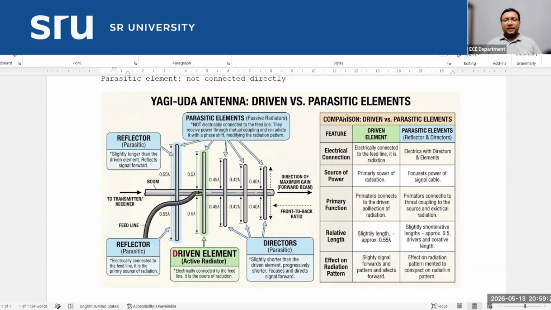But before that, let us make a short comparison of these driven and parasitic elements. Driven element means electrically connected to the feed line. This is the driven element. And parasitic elements means they are in the close vicinity of this driven element but not directly connected.